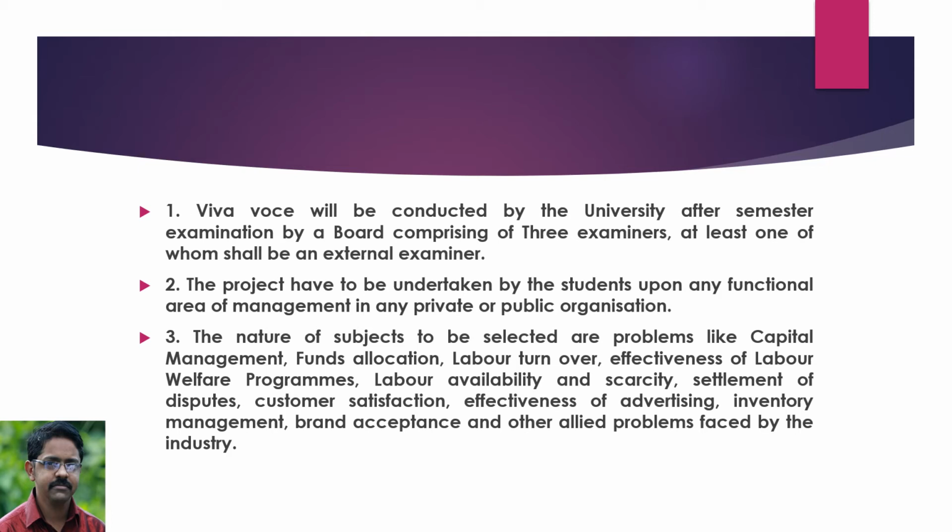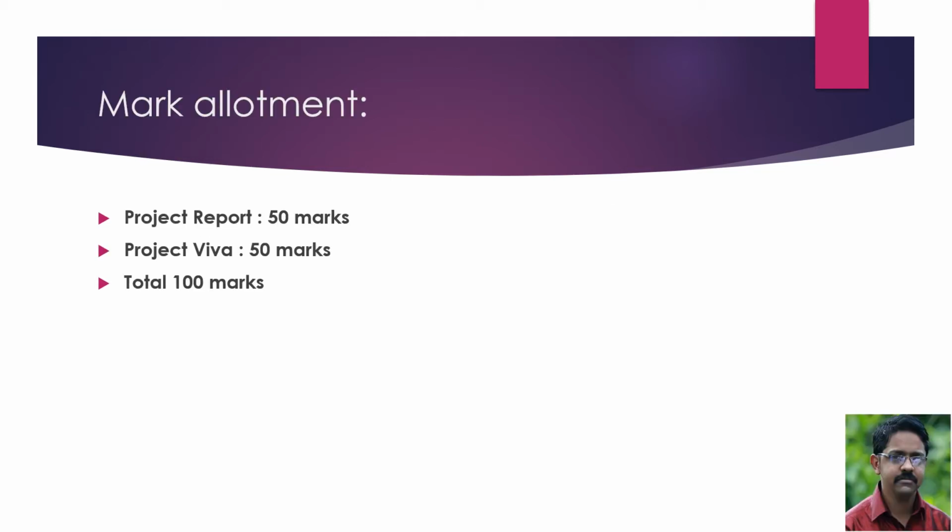The nature of subject to be selected are problems such as capital management, fund allocation, labor turnover, effectiveness of labor welfare programs, etc. So these are the mark allotment criteria, which is already explained in the previous video. Project report comprises 50 marks, Viva is 50 marks, and the aggregate counts to 100 marks.